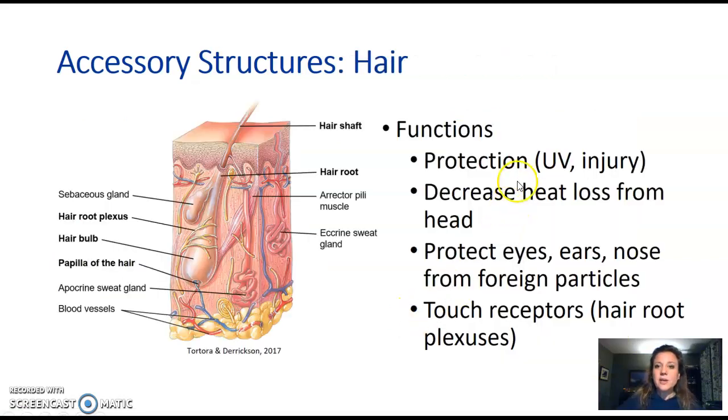So the functions of hair include protection. It's going to help to decrease heat loss from the head, so it's going to act as an insulator. As you know, you've got hairs in your nose and your ears, even around your eyes, and they're going to act also as touch receptors. So even if you just lightly move your hand over your arm, if you move a hair, you know that something moved very close by you. And that's because the hair follicle is attached to nerves.